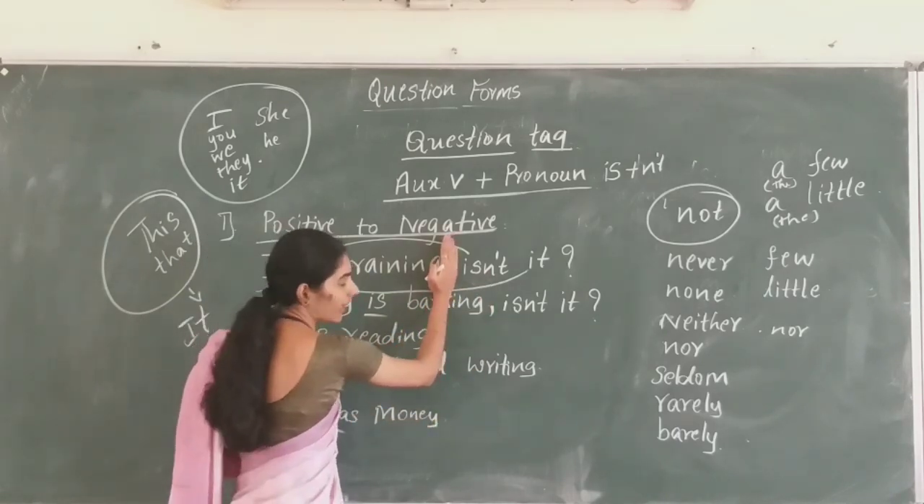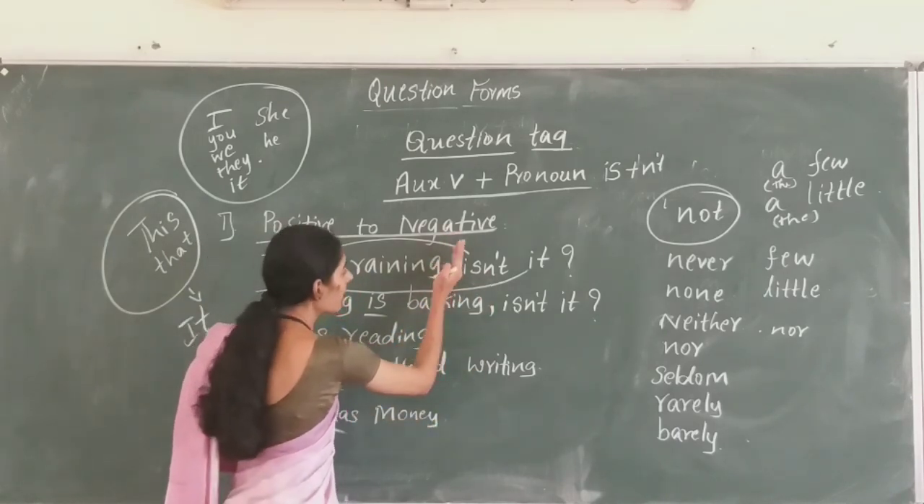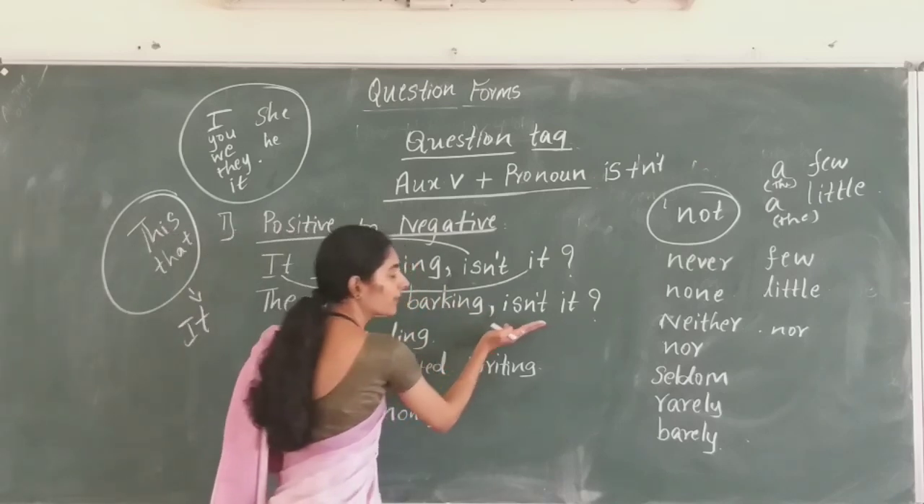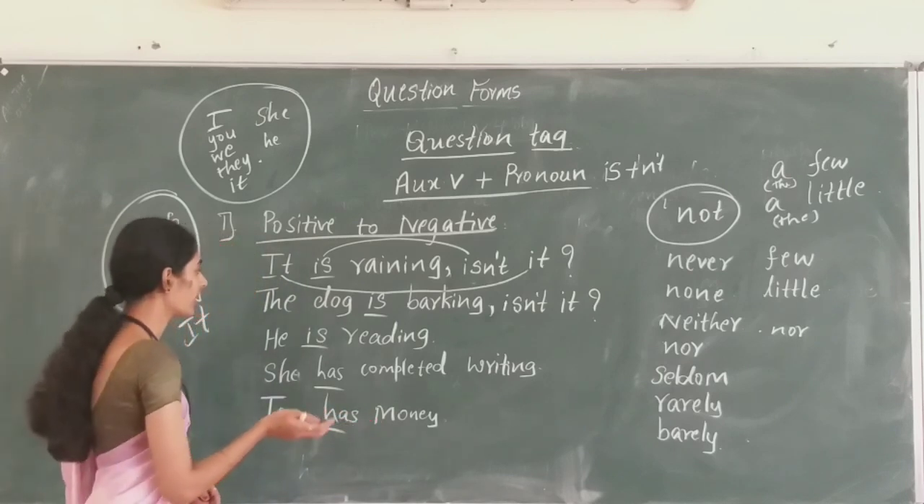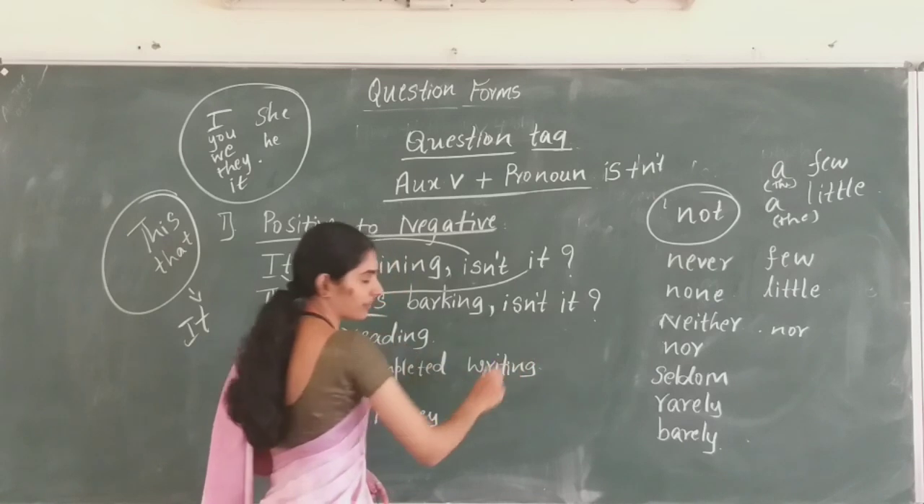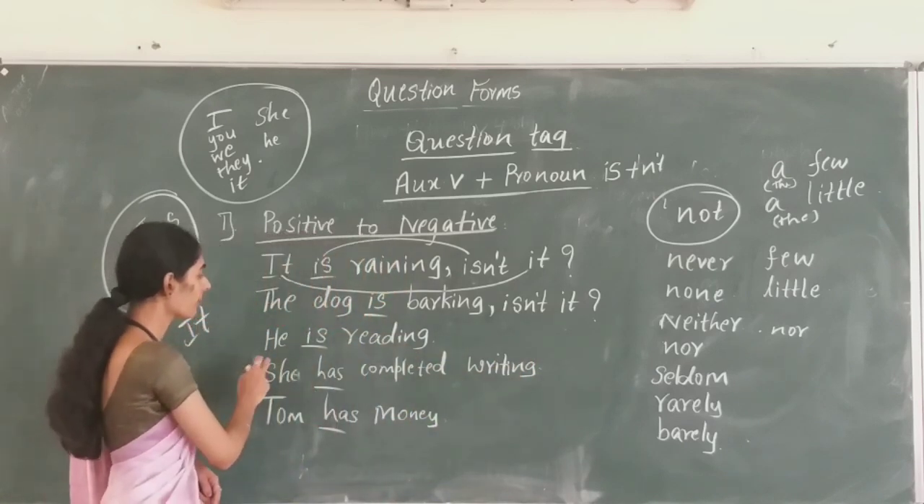So you have to write in this way even in the examination. Don't write only the tag, but you have to write it along with the sentence, and that has to be put at the end of the statement or the sentence. So, the dog is barking, isn't it? Look at the next one.